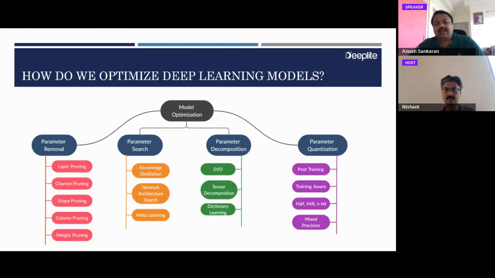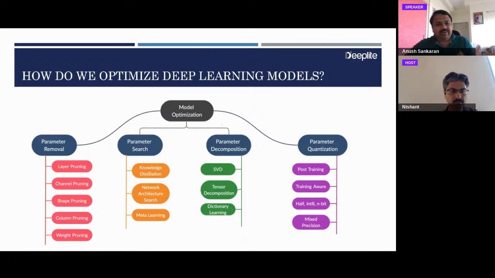And there are four different schools of thought in terms of model optimization. The first is called parameter removal, where we try to remove certain parameters from these layers. The second is parameter search. We search for better parameters. The third is parameter decomposition. We decompose existing parameters into smaller chunks. And the fourth is parameter quantization. Okay, and these are the four things that I'm going to talk about now.